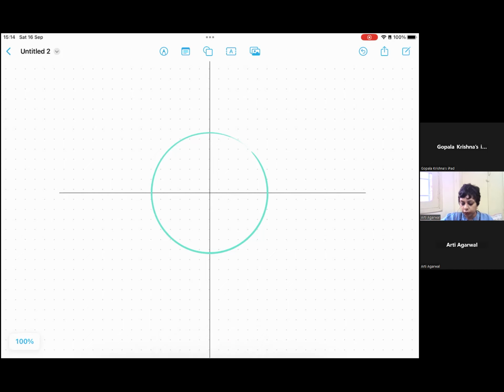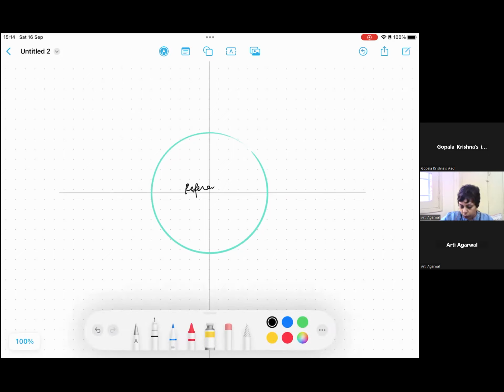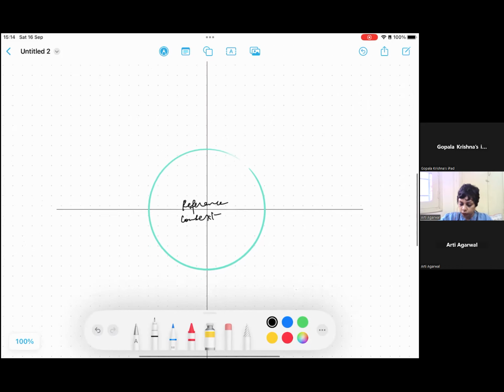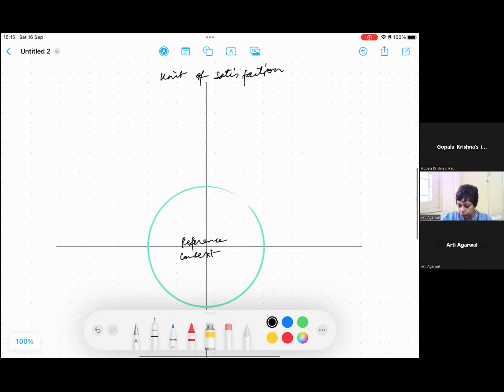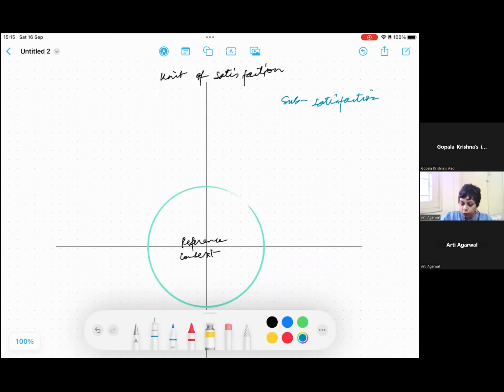Initially, what we have is the reference context, and you already know one unit of satisfaction, the main unit of satisfaction. So we have already defined that. Now, after defining that main unit of satisfaction, we want to define some other units of satisfaction also. So we define some sub-satisfaction units. Because we are brainstorming, it can be 1, 2, 3, 4, any number.